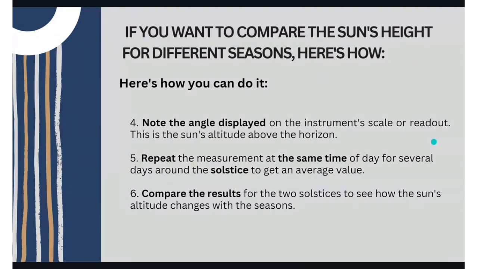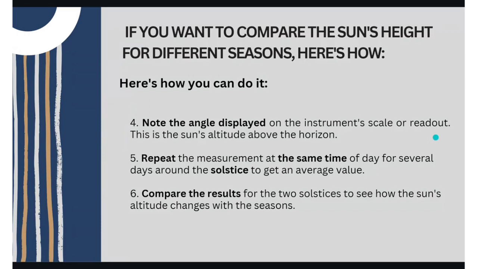The fourth step is note the angle displayed on the instrument's scale or readout. As we look through the telescope, we should be able to see the sun in the center of the viewfinder. The instrument will display the angle between the sun and the horizon. This is typically in degrees, yung kanina sa picture yung nasa ilalim ng sextant.